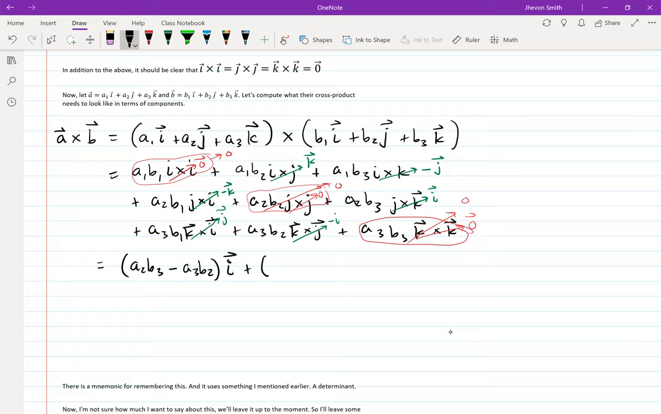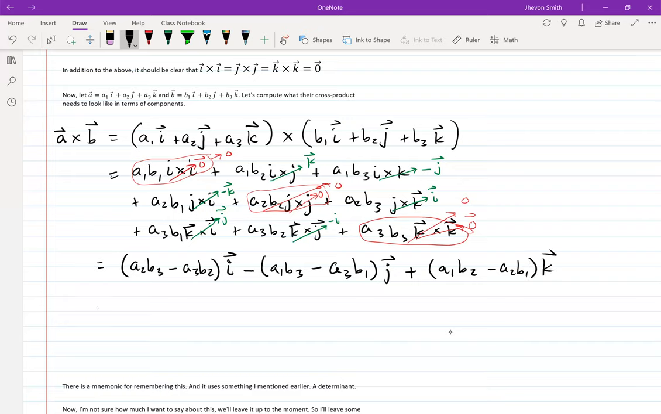Now, I'm going to write it with a negative sign on the outside, and that's just to make it coincide with something we're going to do later. Minus, here, this is a negative j, so it's minus a1, b3, minus the other j, a3, b1, plus, what do we have for k? a1, b2, and the other k is here, minus a2, b1.